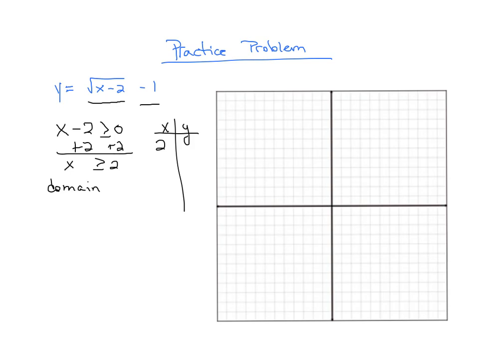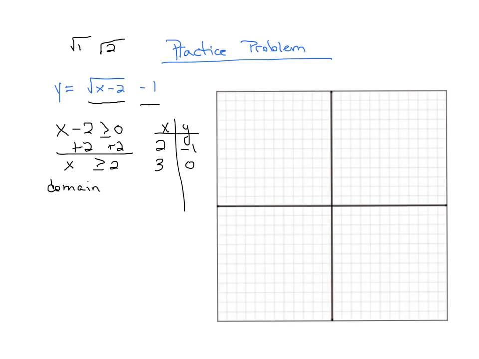So we put in 2. 2 minus 2 is 0. Square root of 0 is 0. 0 minus 1 is -1. Okay, my first point. I can do 3. 3 minus 2 is 1. Square root of 1 is 1. 1 minus 1 is 0. If I try 4, I get 4 minus 2, and I get the square root of 2. Again, don't really love it, so I'm just going to skip 4. I'm going to skip 5.